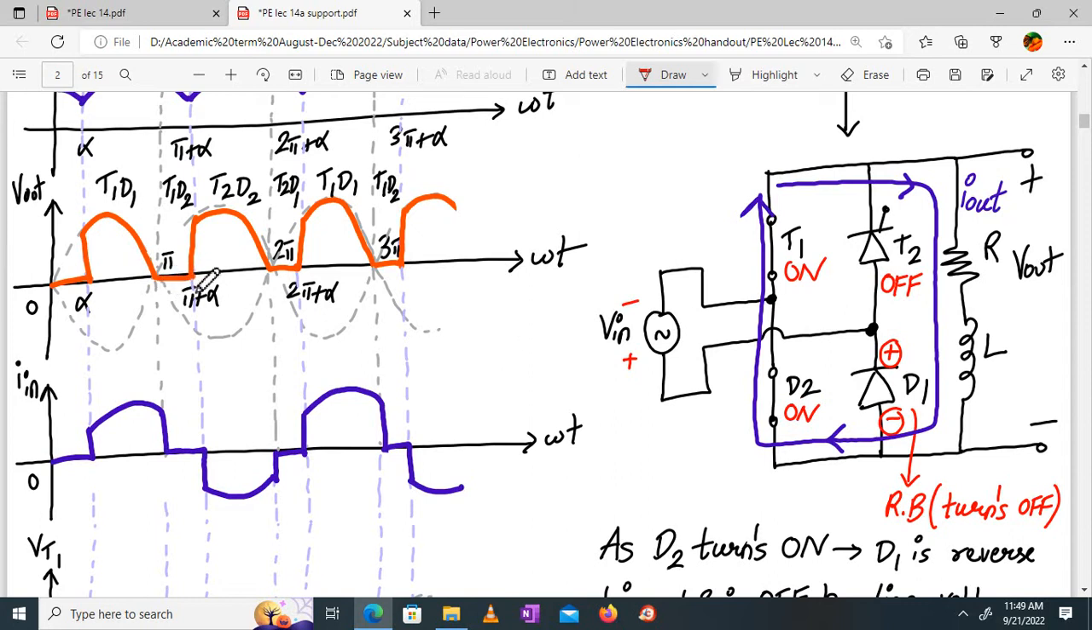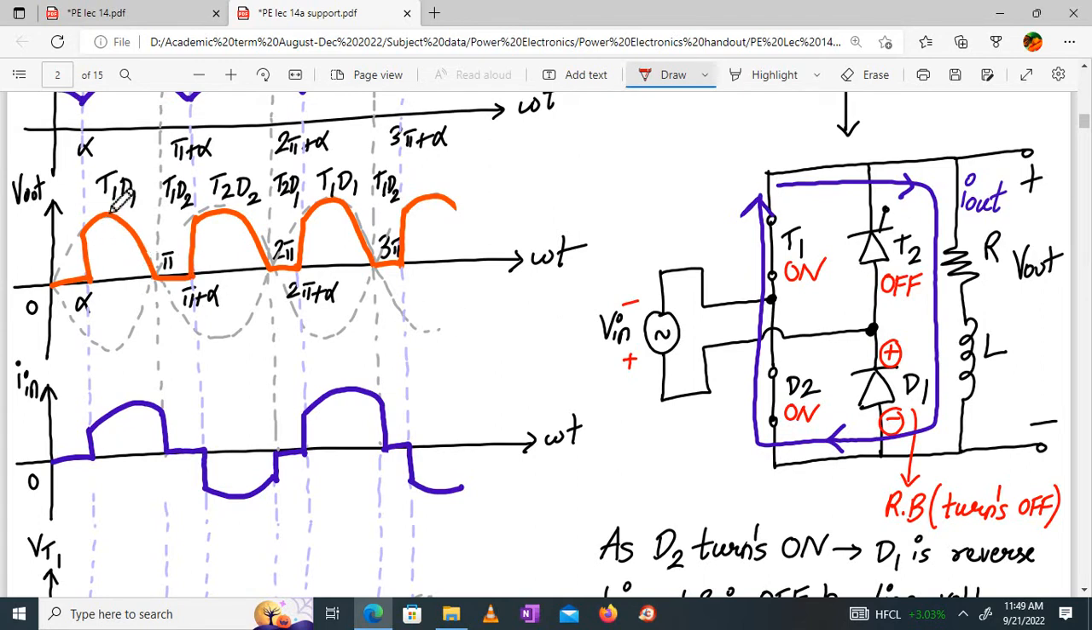Between pi to pi plus alpha, T1 and D2 are conducting. So they are freewheeling the energy stored in the inductor. But the output becomes 0 now. This blue color part, this diagram you need not draw in the exam. I made this here for your understanding. It's not given in the books also. Did you understand what happens?